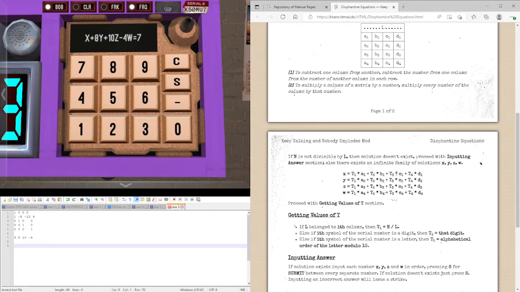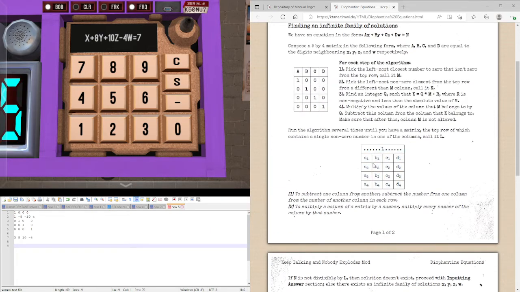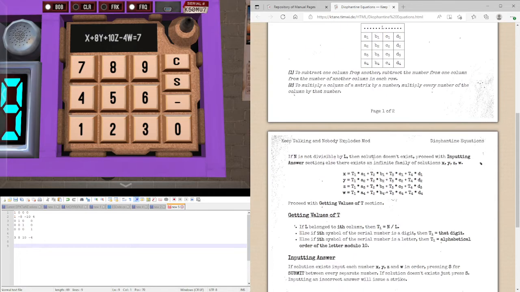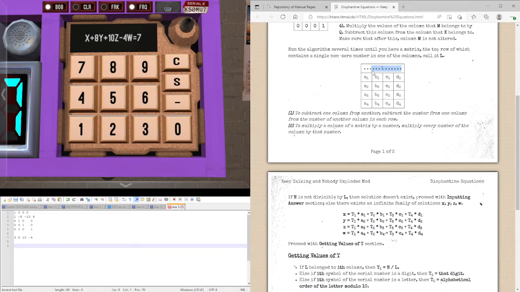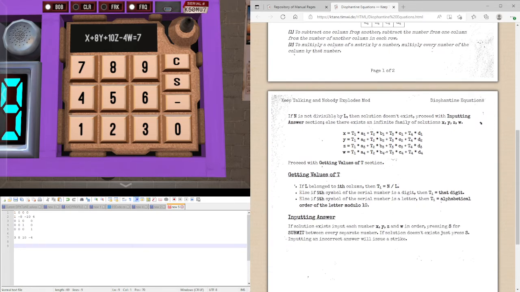A1, B1, C1, D1 is your top row, A2, second row, and so on. But what are these T values? If L belongs to the ith column, L being, remember, the number we had left, so if we talk about this first column, T is n over L. N over L was 7 over 1, or 7.